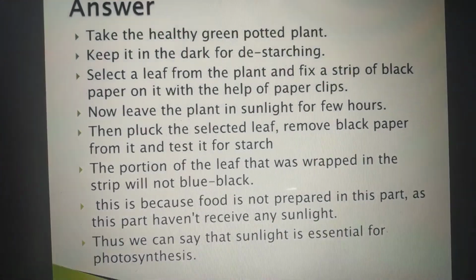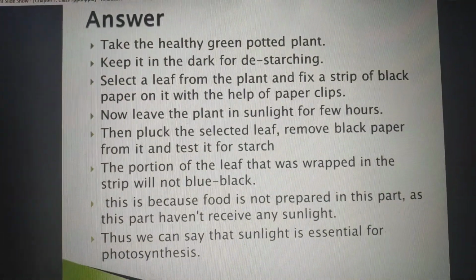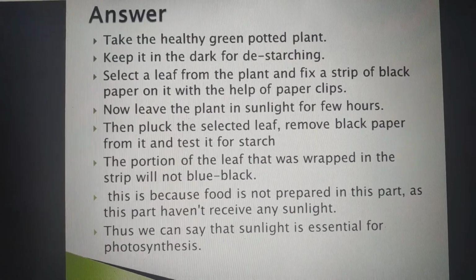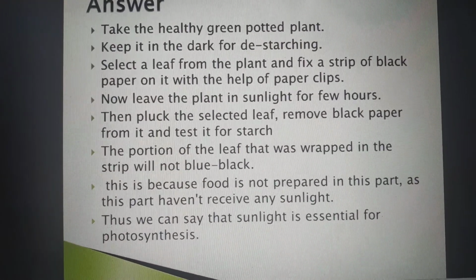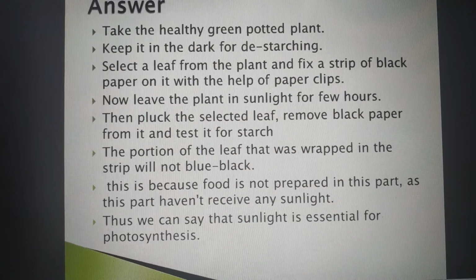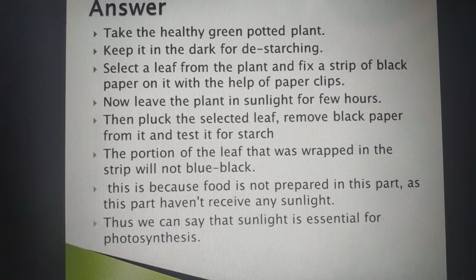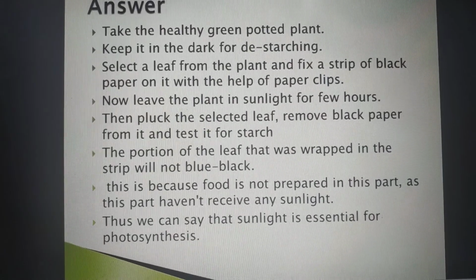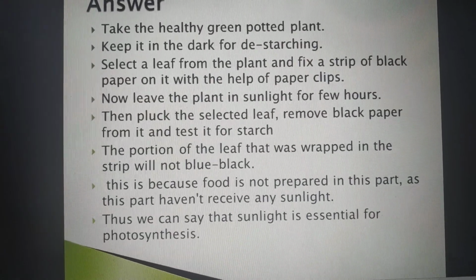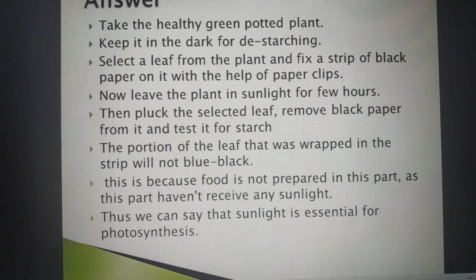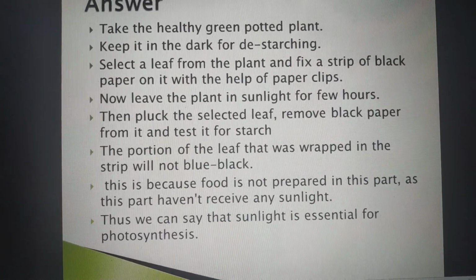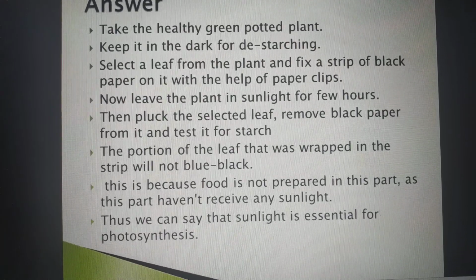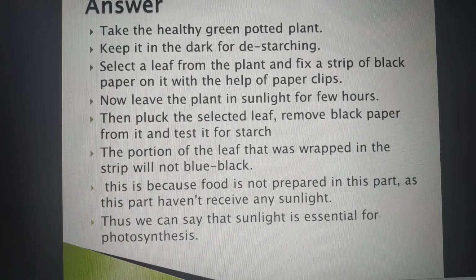Clear? The portion of the leaf that was wrapped, meaning covered, by the strip will not turn blue black. This is because food is not prepared in this part, as this part hasn't received any sunlight. Thus we can say that sunlight is essential for photosynthesis. Understand? Is the answer clear to you? Is the explanation part clear to you all?